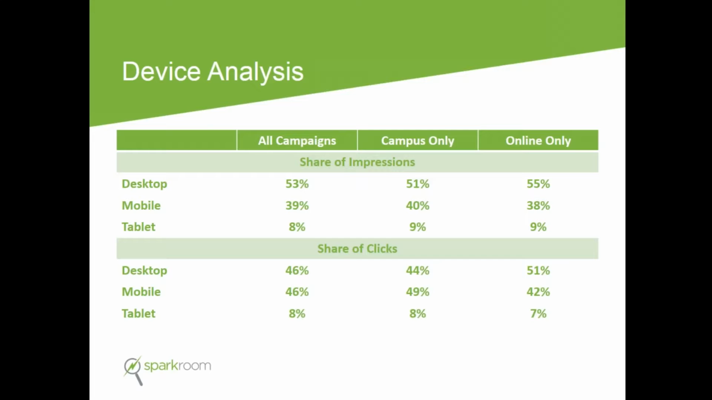For click volume, when looking at all campaigns, volume was split evenly, with 46% between desktop computers and mobile devices. But looking at campus campaigns, mobile has a larger share of clicks with 49%, and for online campaigns, desktop still has a larger share of clicks with 51%. In the education space, we definitely see the majority of searches occurring either on mobile or desktop devices, since the volume of impressions and clicks is very low on tablets.